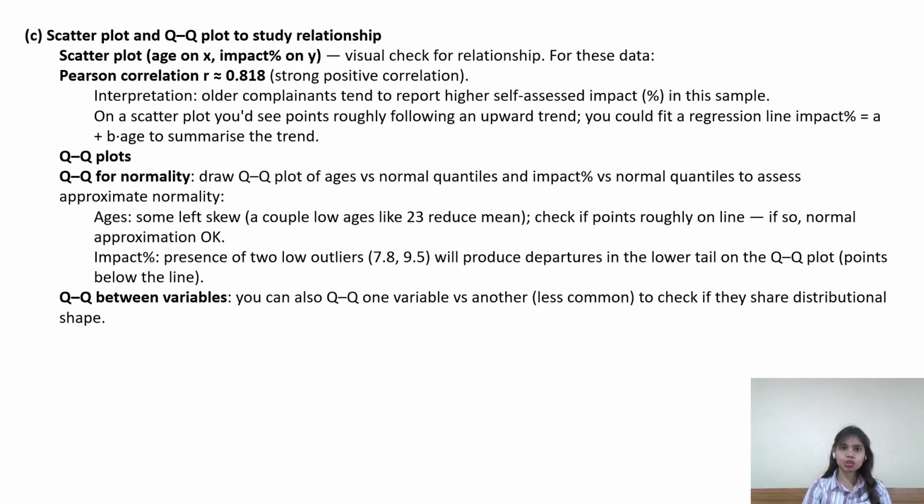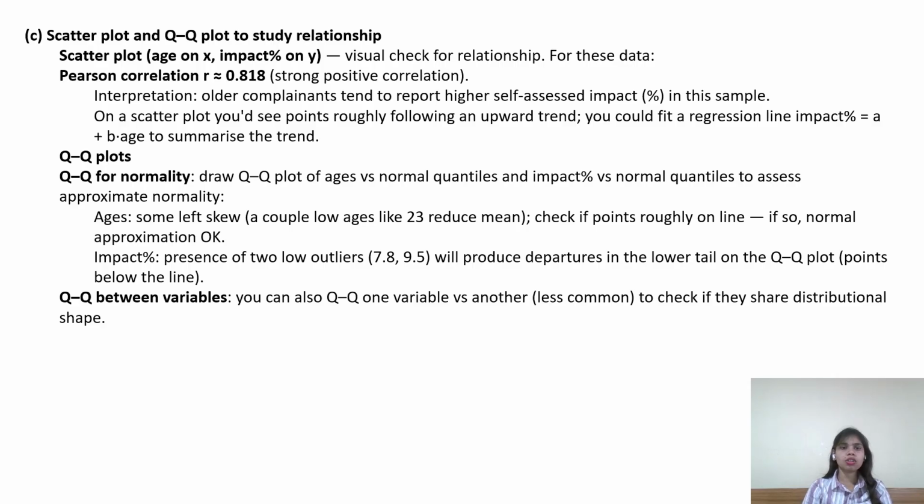Scatter plot and Q-Q plot to study relationship. Scatter plot. Visual check for relationship for this data. Pearson correlation r equals 0.88. Interpretation: older complainants tend to report higher self-assessed impact percentage in this sample. On this scatter plot, you would see points roughly following an upward trend. You could fit a regression line, impact percent equals a plus b times age, to summarize the trend.